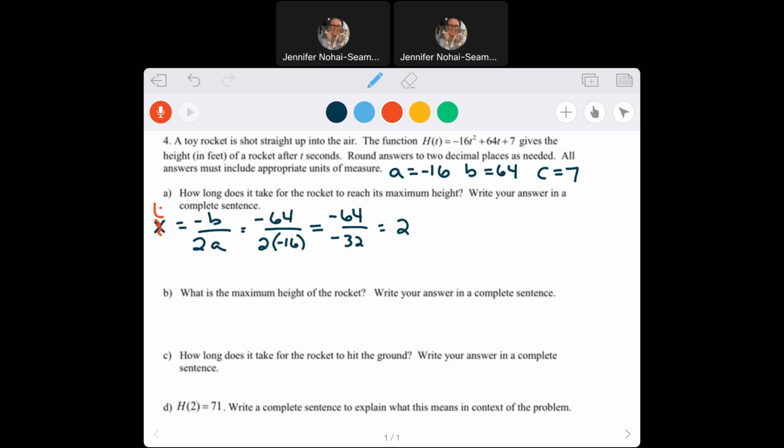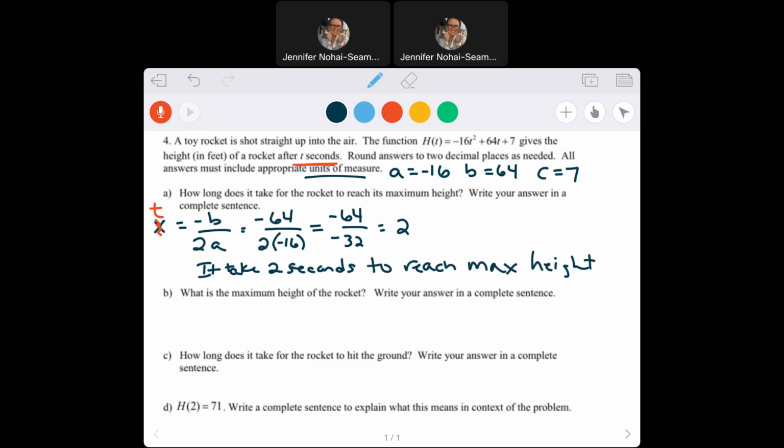Now, technically, it's not really x equals -b over 2a in this problem because we actually use a t, right? So t stands for time, and 2 is in seconds. So the sentence that goes along with this: it takes 2 seconds, and that's our unit of measure, the seconds, to reach maximum height. And you could just write max height is fine for that problem.